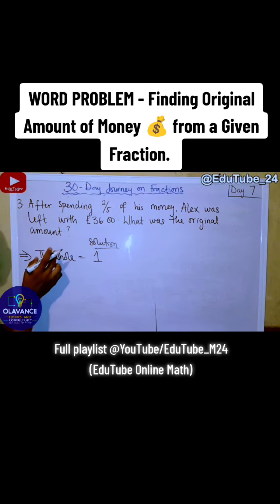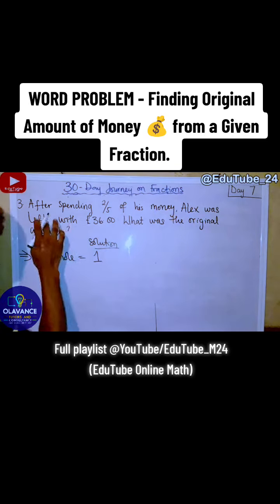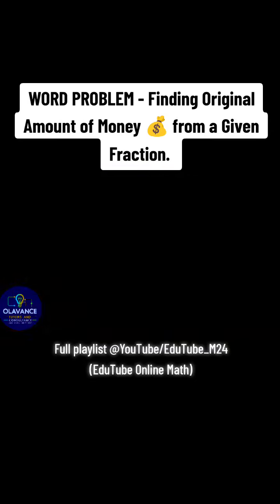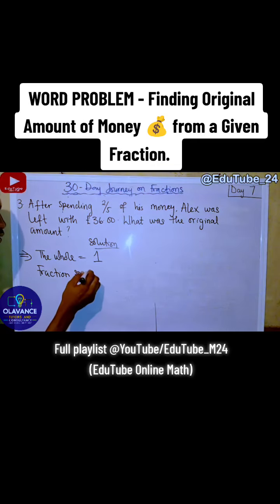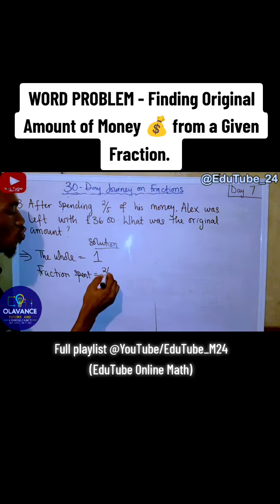So after spending 2/5 of his money, that means 2/5 of this amount, Alex was left with 36 pounds. So if she spent 2/5, we'll say fraction spent. Don't forget there's a difference between fraction spent and the amount spent. So fraction spent is 2/5.